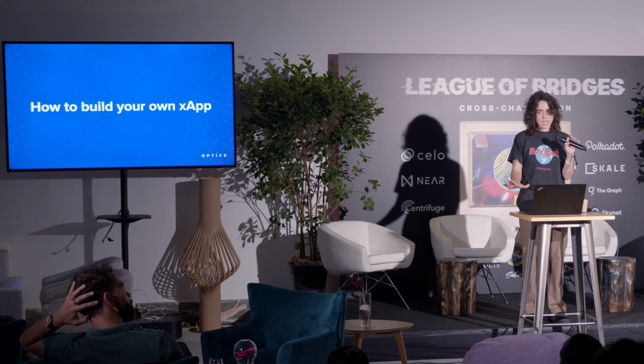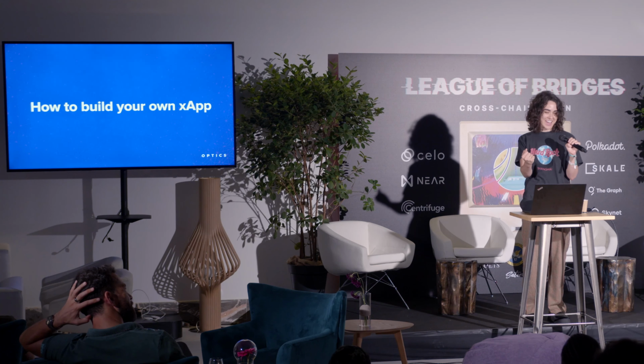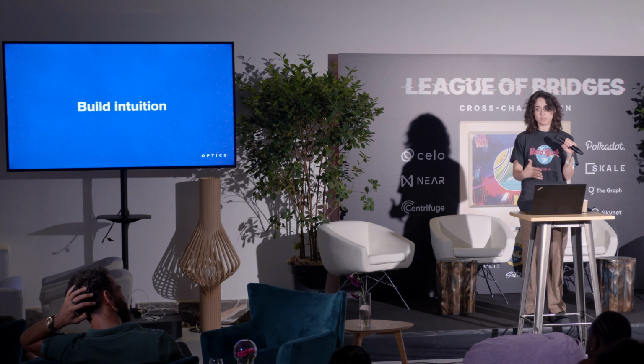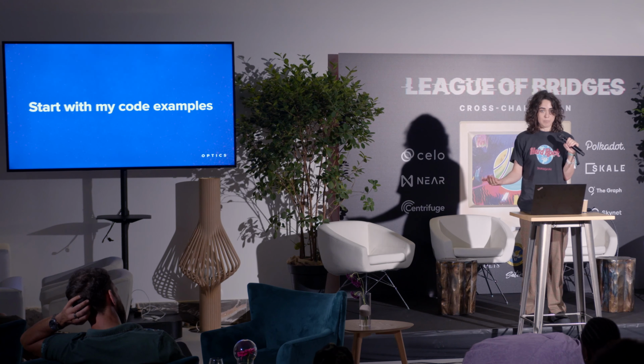So, how to build your own xApp. I've made this as easy as I can, hopefully. First off, what's really important is building intuition about the design space in cross-chain applications. How are you going to do this? You could review this talk. You could look at some existing code. A great way to do this is to start with some of my code examples.